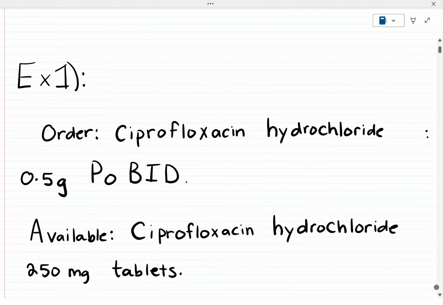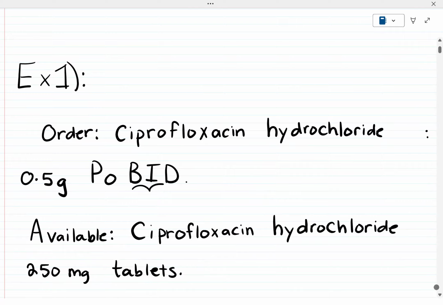So for example one, we have an order of ciprofloxacin hydrochloride of 0.5 g PO BID. And then available is ciprofloxacin hydrochloride of 200 milligrams per tablet. So if you recall, BID means two times a day.